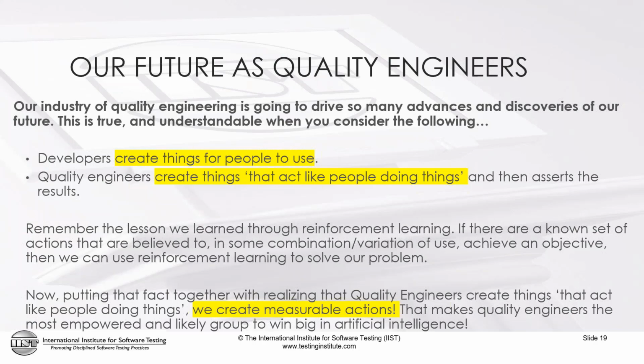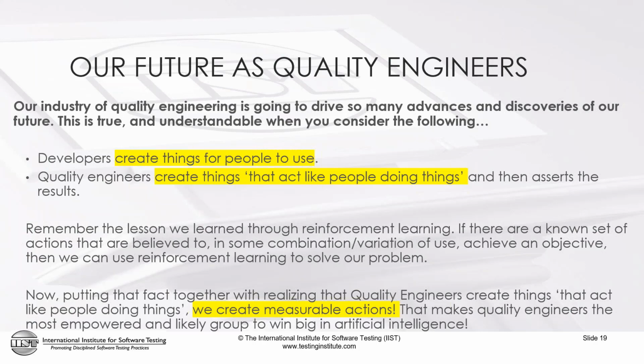So a developer creates things for people to use. It seems obvious, right? Everybody knows that, right? But a quality engineer creates things that act like people doing things. So developers create things that people use, but where we specialize is creating things that act like people doing things. What does that mean? In other words, we create actions.